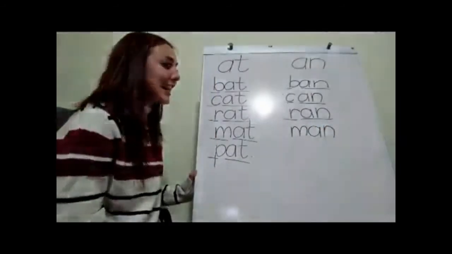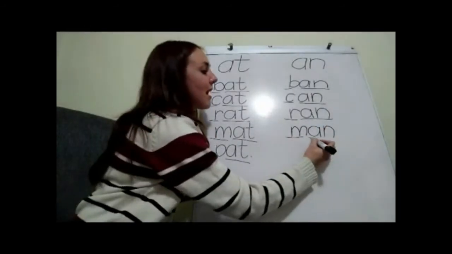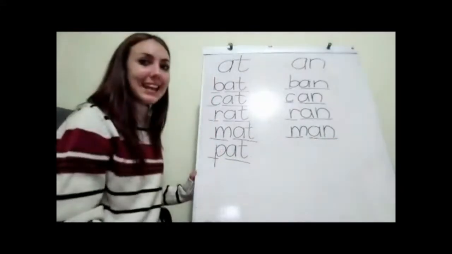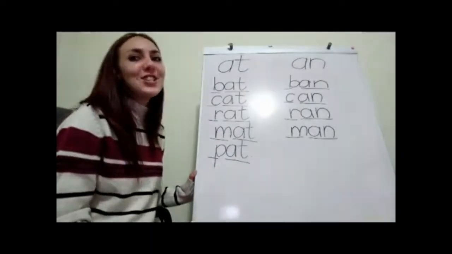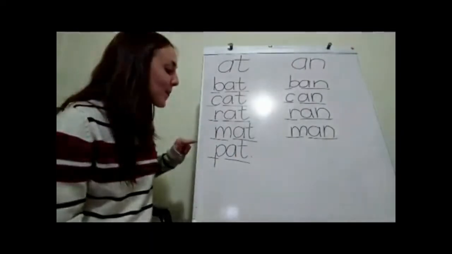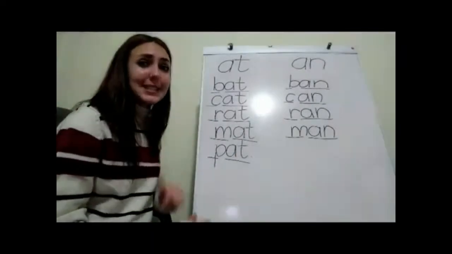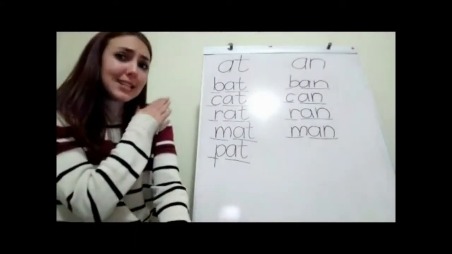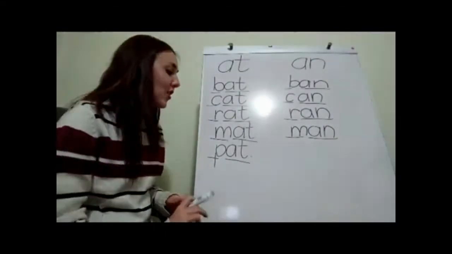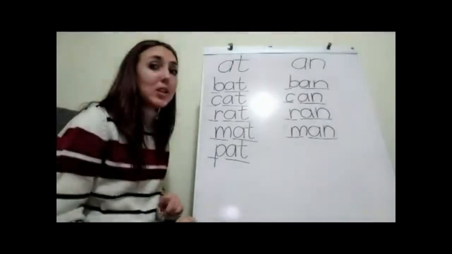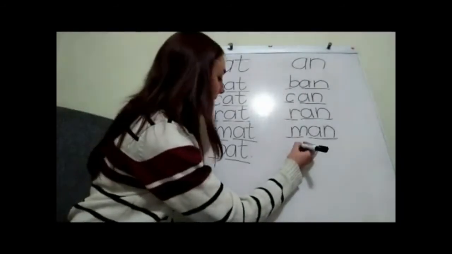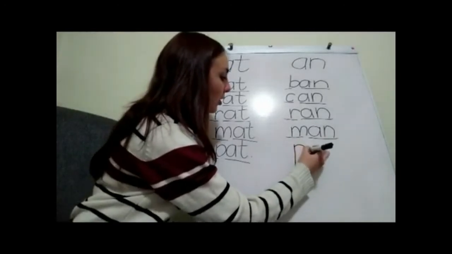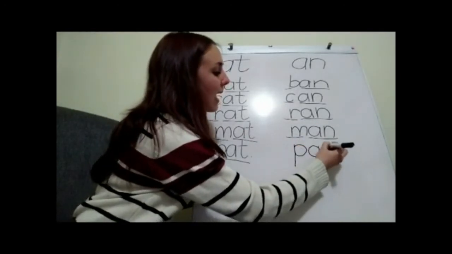Man. Right, let's look. Man. And this one was at, mat. Let's do the last one together. Pat. What does that mean? When somebody pats your shoulder. Right, pat. I want to take away the t and replace it with an n, and then I will get the word pan.